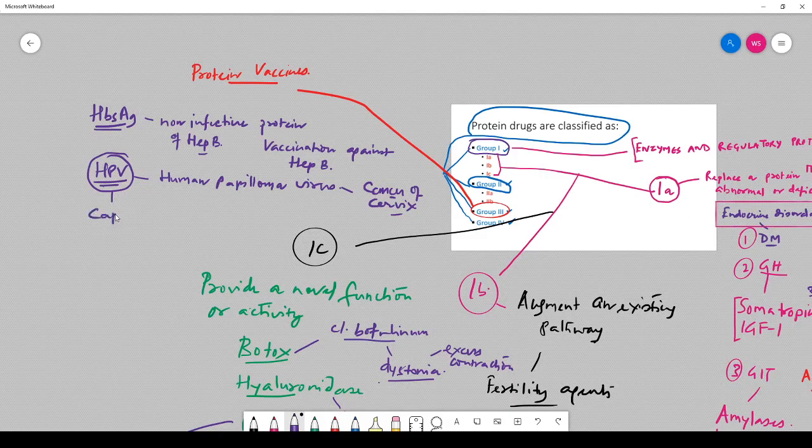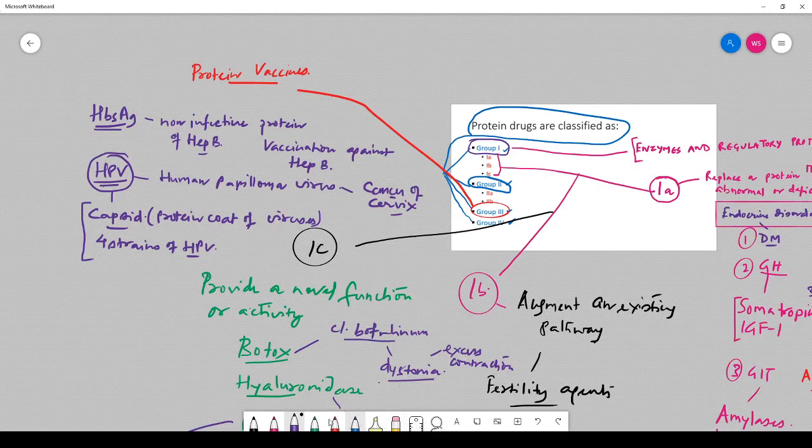What is capsid? Capsid is the protein coat of virus. Okay. So it is basically capsid proteins from 4 strains of HPV. Again, this capsid is not infective because it doesn't contain the nucleic acid. So you take the capsid, purify it, and then use it for vaccination. So that is an example of group 3.